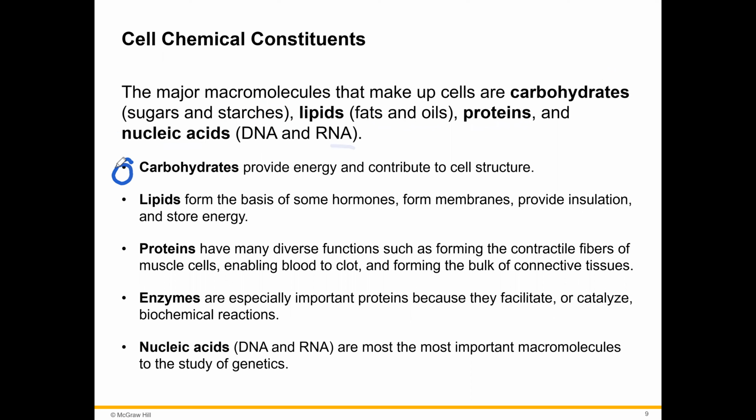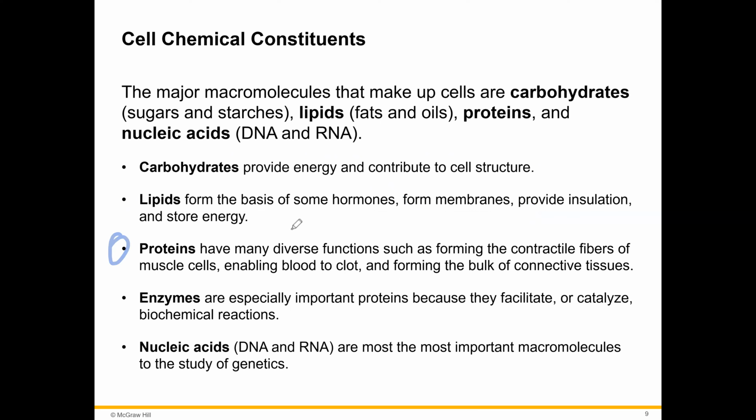Now, carbohydrates provide energy and contribute to cell structure, right? Of course, when we talk about cell structure made of carbohydrates, we're mostly referring to plants and fungi. Lipids form bases for some hormones. We have lipid-based hormones. We call them steroid hormones. Lipids form membranes, provide insulation, and store energy.